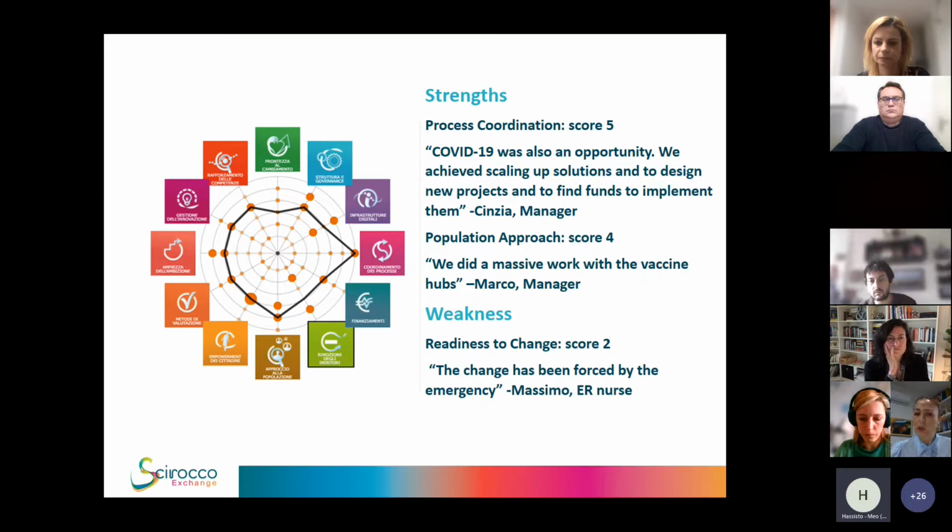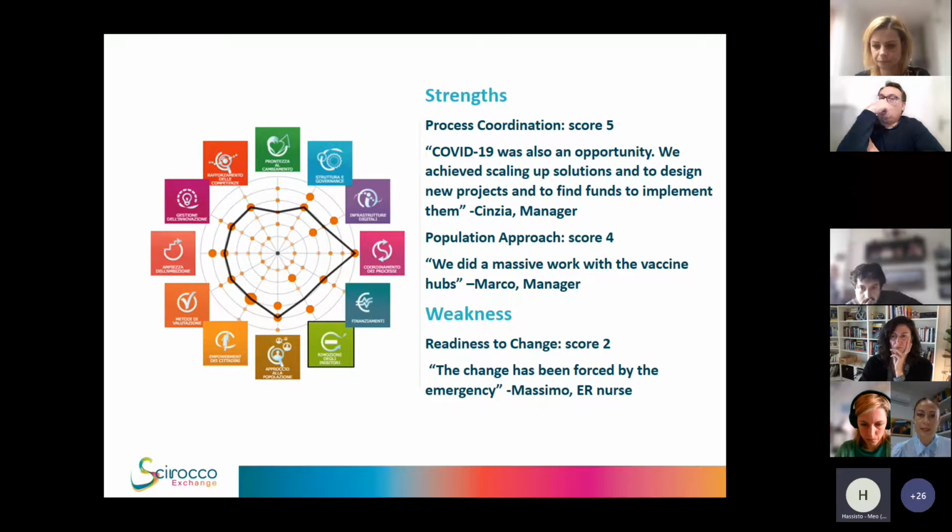On the other hand, the population approach was a strength, above all in the vaccination phase that is still going on, and above all considering chronic disease and frail people vaccination. The weakness was the readiness to change dimension. It is a dimension where there was a greater difference of opinion among the stakeholders. And also the dimension where in the consensus phase the lowest score was attributed.